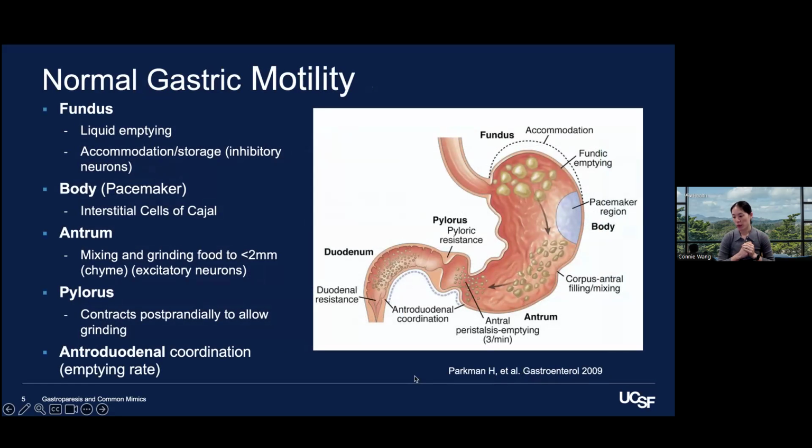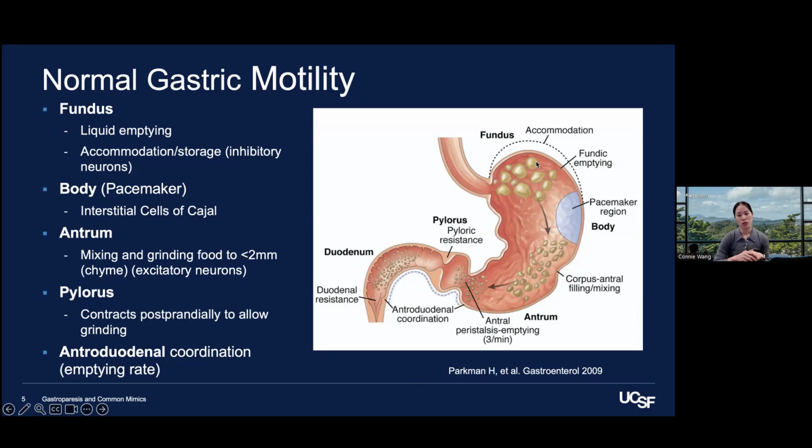So just to review how normal gastric motility works. The stomach is divided, as we all know, from the more proximal to the distal portions. Starting proximal, there's the fundus, followed by the body, the antrum, the pylorus, and then this connects to the duodenum.